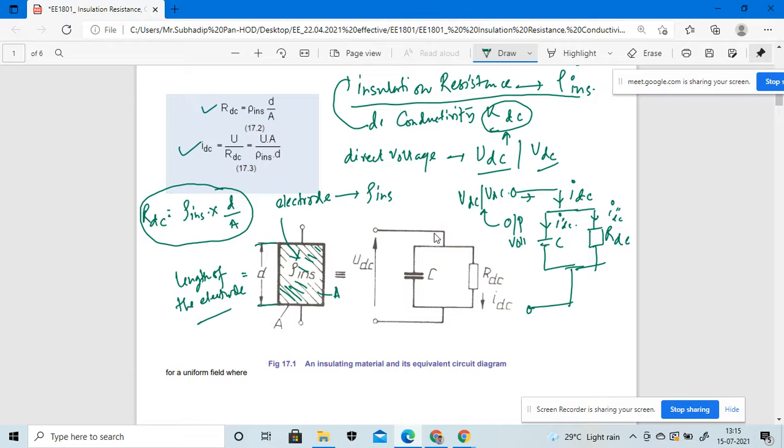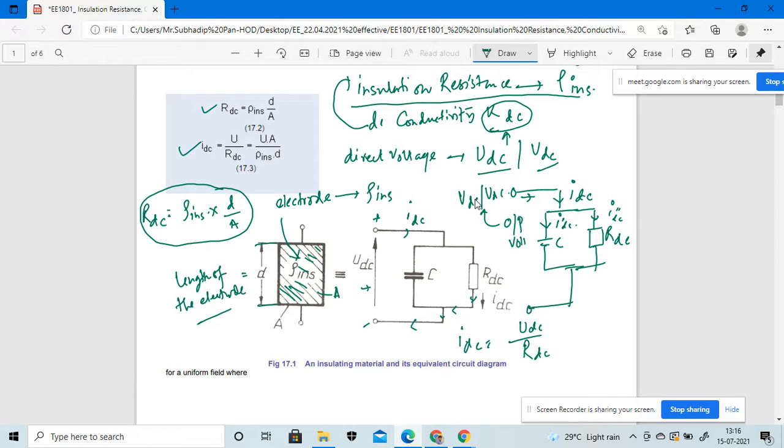If we consider I of DC, U is nothing but the voltage applied across this particular terminal. Suppose this terminal is considered positive and this one negative, and we apply the DC voltage across this. That produces the I of DC current, which flows across this section. So I of DC is U of DC divided by R of DC, that is, V by R. I is equal to V by R.